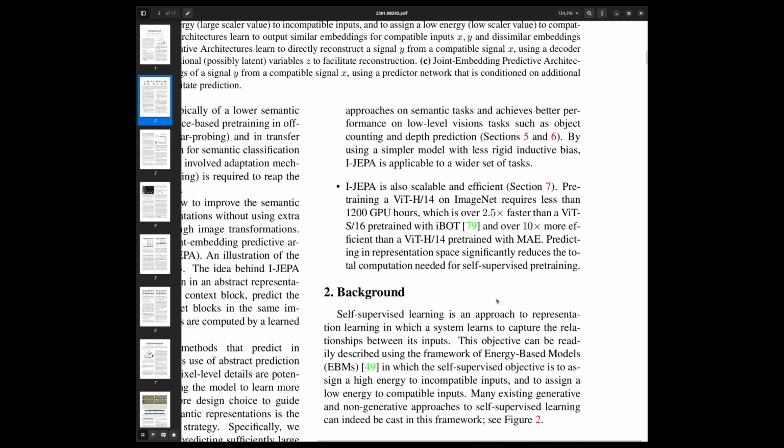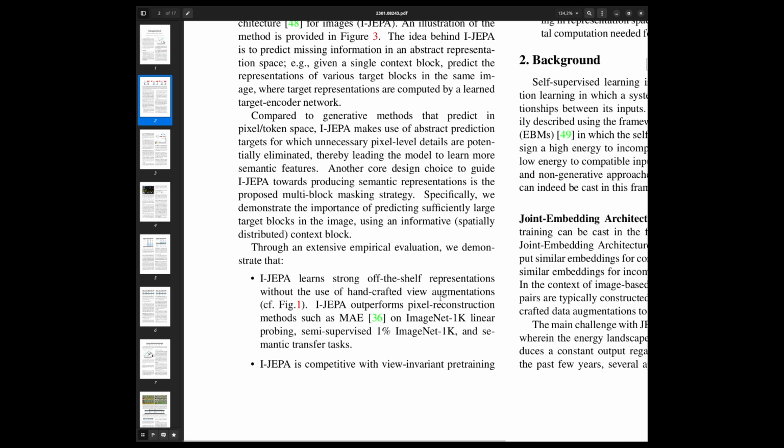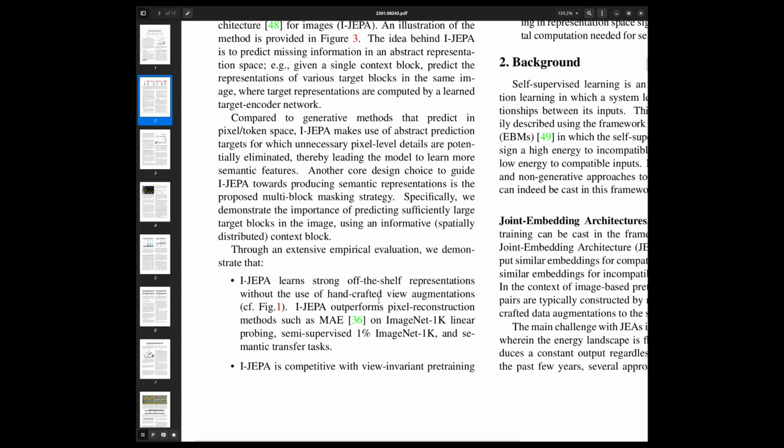What is this off-the-shelf representation? They use this word off-the-shelf. What could be the meaning of this? I guess they are just giving them to you, you don't need to learn them again. To me, the keyword is handcrafted view augmentation. So you don't need to have specific augmentations for your problem, you just need your image and that's it.